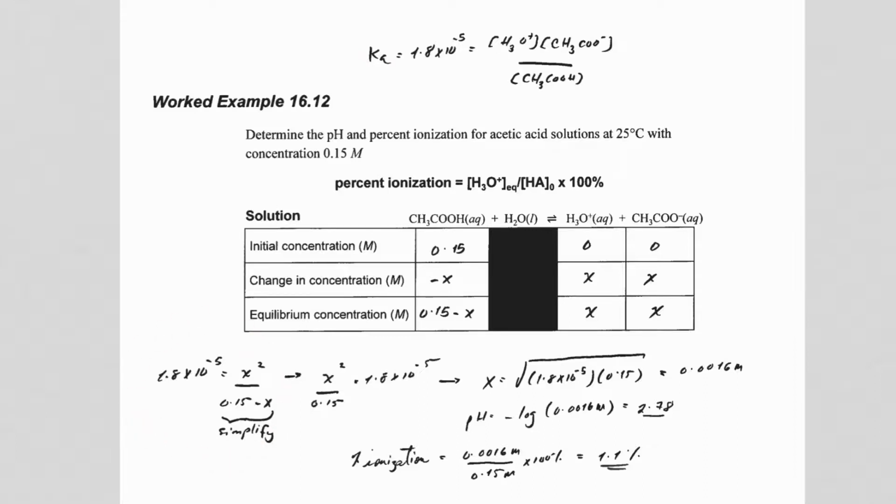We simplify once again, assuming that the change in concentration is very small compared to the initial concentration. We get this. We solve for X, leaving us with 0.0016 molar concentration. Once we have that concentration, because it belongs to X, that means that we have the concentration of hydronium, which means that plugging into our pH expression, minus the logarithm of the concentration of hydronium, we get a pH of 2.78. That's one half of the question. The other half is the percent ionization, which is going to be the value of X over 0.15, and that gives us a 1.1% ionization.